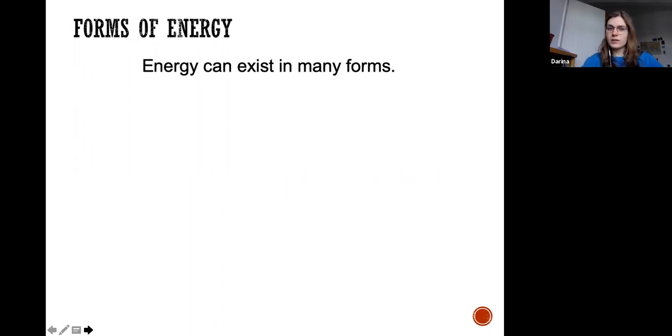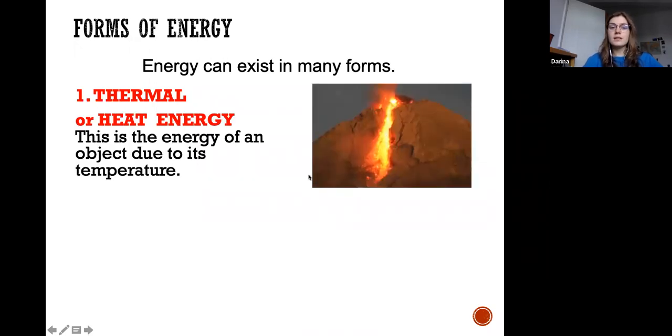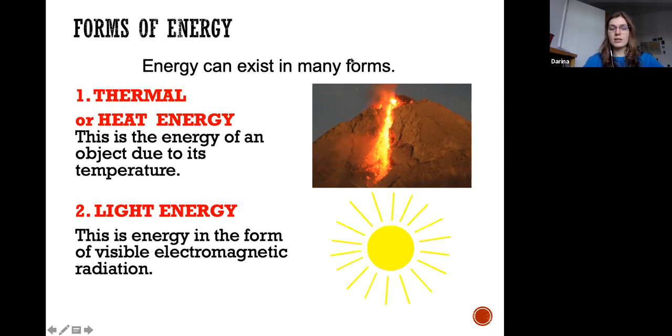So energy can exist in many forms, and the energy can switch between these forms. The first one we have is thermal or heat energy. This is the energy of an object due to its temperature. So really hot means we have a lot of heat or thermal energy. Second one is light energy. This energy is in the form of visible EM radiation. If you're doing waves at the moment, you should know exactly what I'm talking about.